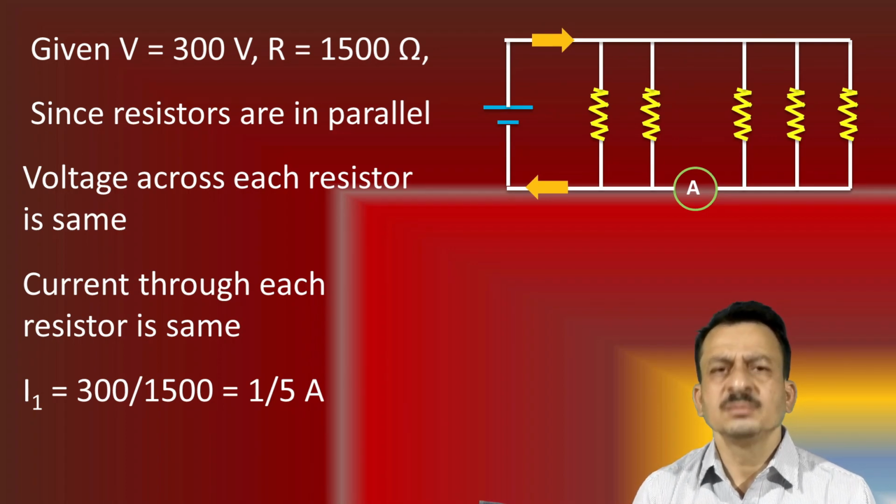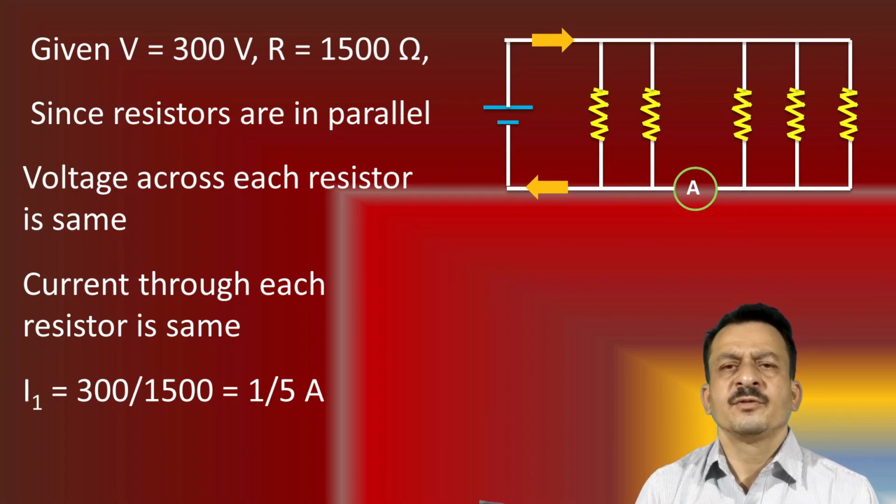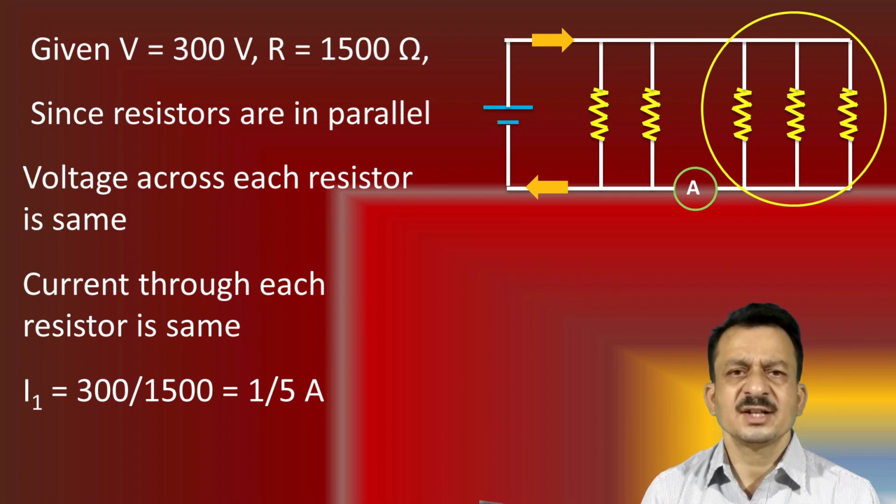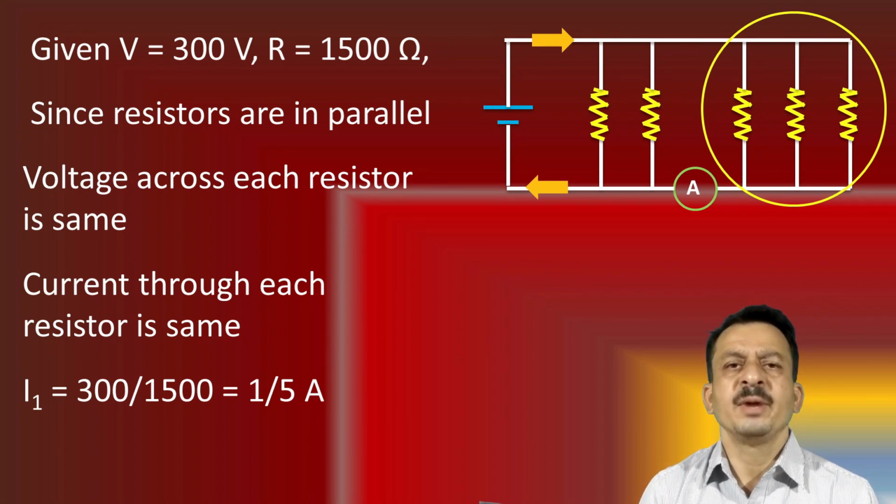Now look at the diagram. Here, after the first two resistors, an ammeter is placed. Therefore, through the ammeter, current flows which is coming from the last three resistors as encircled there. That means the current flowing through those three resistors passes through the ammeter, and the current flowing through the first two resistors simply moves back to the battery without passing through the ammeter.